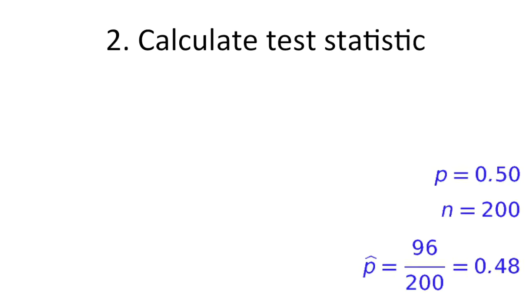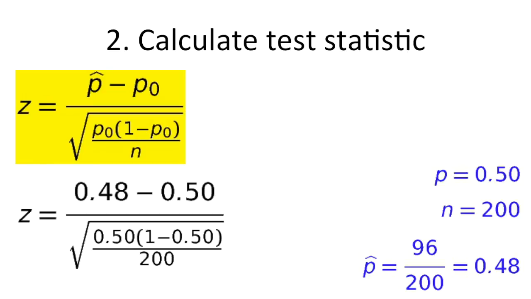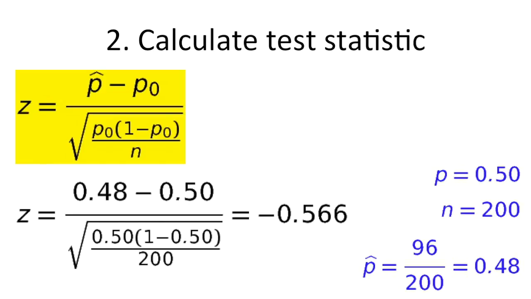Step 2, calculate test statistic. Here's the formula for a z-test statistic from your online notes. z equals 0.48 minus 0.50. This is the difference between our sample proportion and the hypothesized population proportion, divided by the square root of 0.50 times 1 minus 0.50 over 200. This is our standard error. In this case, our z-test statistic equals negative 0.566.